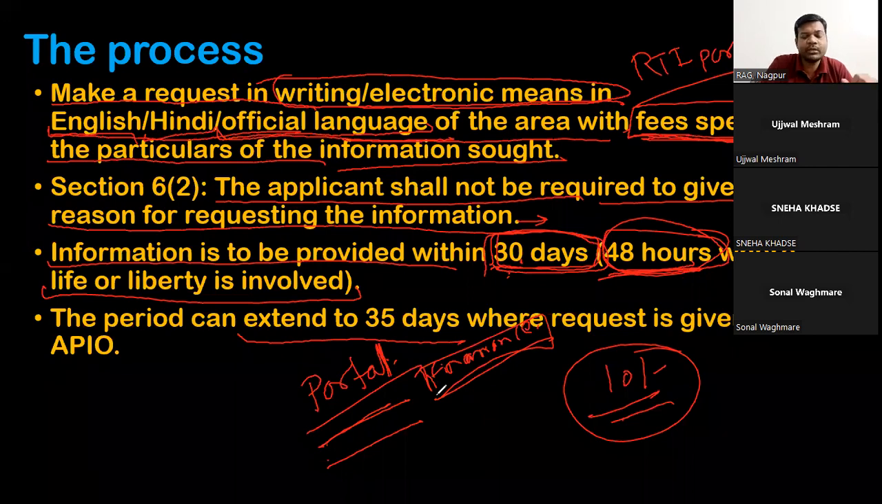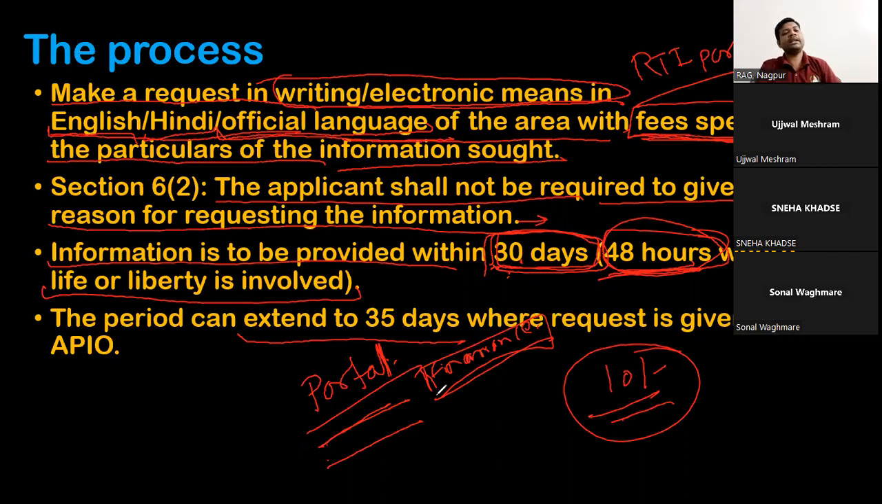So what will I do in this case? I'll choose any random ministry, any random department, and file my RTI. Now it is the duty of that respective department, of that respective ministry, to forward the RTI to the correct ministry or correct department, right?